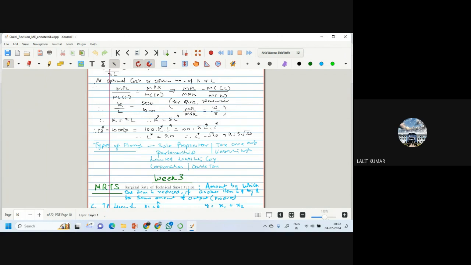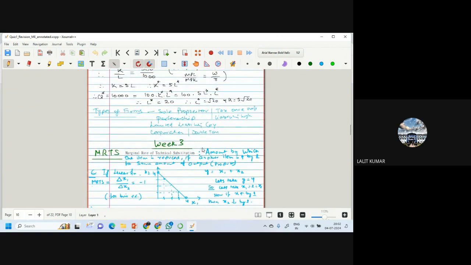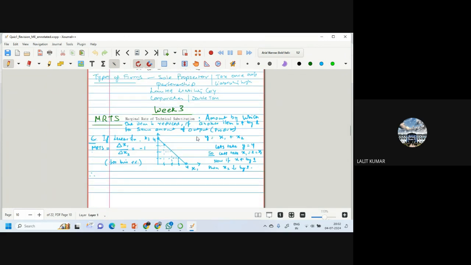Basically, one is the tax liability. In the sole proprietorship and the partnership, the liability is unlimited. Then there is a limited liability company, and then corporations and double tax corporations. There is a disadvantage of double taxation, but the advantage is that the liability is very minimum. Now, week three they started with MRTS, marginal rate of technical substitution.